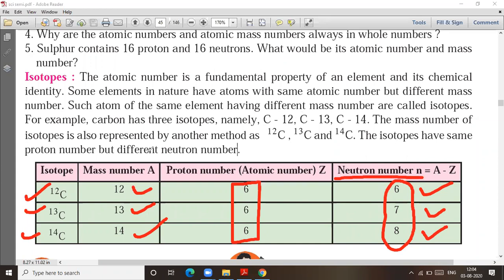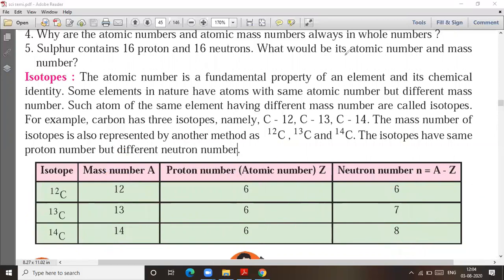So you have the same atomic number but different atomic mass number. See, the atomic number is the same, 6, 6, 6, but the atomic mass number differs. Why does this differ? Because the number of neutrons changes, right? Getting it? Okay, guys, let's move ahead. So with isotopes, you should remember what an isotope is.